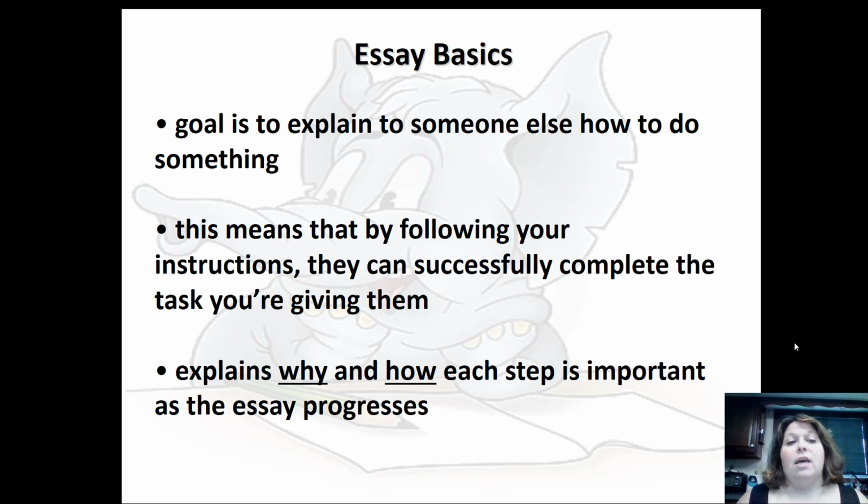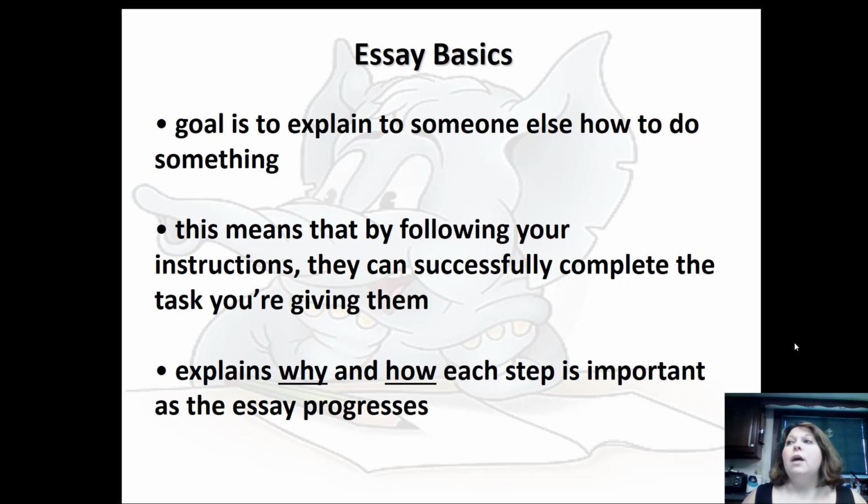The idea is that if you explain these steps clearly enough, with enough detail, as if someone has never done this before, then by the end of the essay, they can replicate or reproduce or create whatever you're asking them to do or whatever you want them to do.